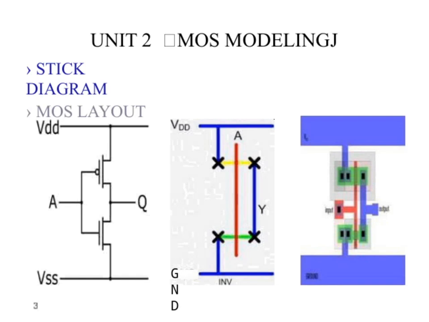Now moving on to Unit 2, where we focus on MOS modeling. This section covers two fundamental aspects, the stick diagram and the MOS layout. The stick diagram is a simplified representation that helps us visualize the placement and connectivity of components without getting into the detailed geometries. On the other hand, the MOS layout offers a more precise, scaled view of the actual transistor structures and their connections. Both are crucial for understanding and designing integrated circuits. Also, keep in mind how the ground, or GND, plays a key role as the reference point in these layouts.